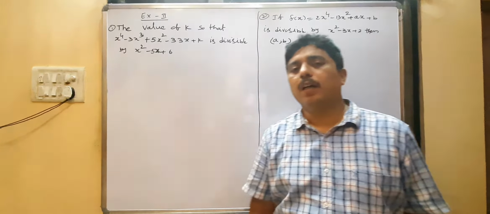Sum of the roots you can find. S1 value: alpha minus 2 plus alpha plus alpha plus 2 is minus b by a, minus the coefficient of x square by the coefficient of x cube, that is minus of minus 9 by 1, that is 9. So 3 alpha equal to 9, that implies alpha equal to 3. Therefore the roots are 3 minus 2, 3, 3 plus 2. That implies 1, 3, 5 are the roots.